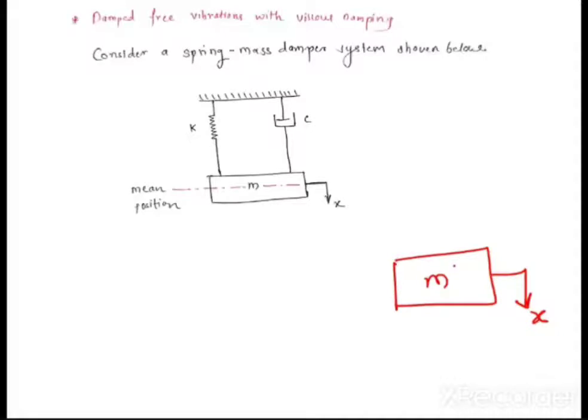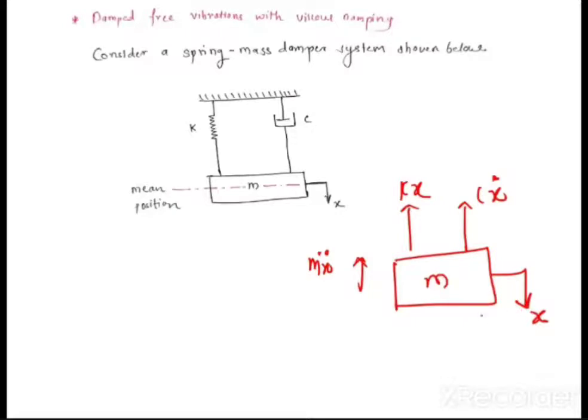mx double dot. Yes, the first force is mx double dot. What is mx double dot? Inertia force. Inertia force always acts opposite to the displacement x. Second is the spring force, k into x, opposite to the displacement. And the third force is c x dot. What is c x dot? Damping force. So the inertia force, spring force, and damping force are acting on the mass for this particular system, opposite to the displacement.